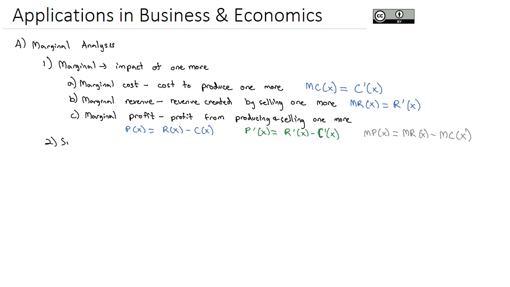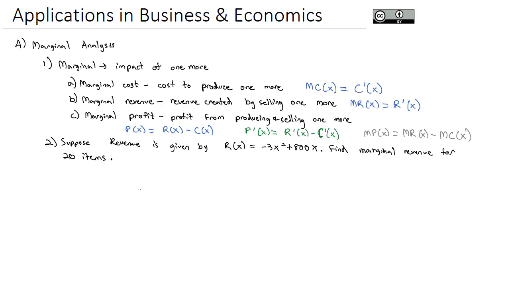So let's suppose that revenue is given by R of x equals negative 3x squared plus 800x. We're going to find the marginal revenue for 20 items. In other words, if I'm selling 20 items, then I want to know what happens if I sell one more. How much more revenue do I get?